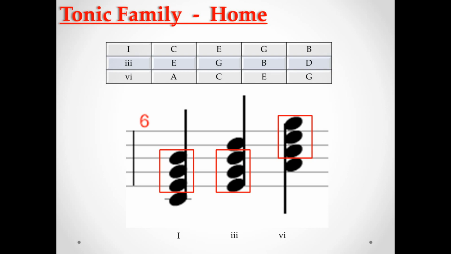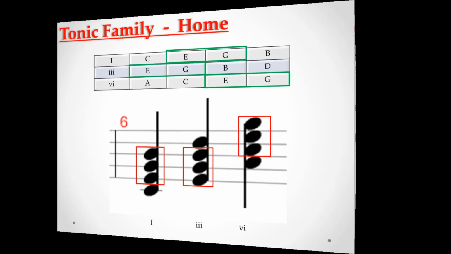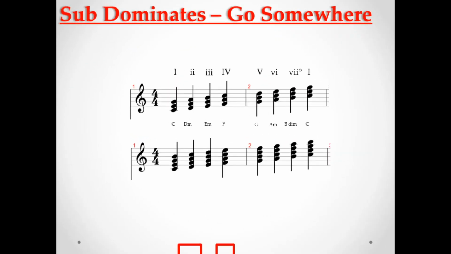In the key of C major, the 1 and the 3 chord have these 3 notes in common: E, G, and B. Also in the key of C major, the 1 and the 6 chord have these 3 notes in common: C, E, and G. All 3 of these chords have these 2 notes in common, and any one of these chords can be substituted for the 1 chord. Next up, we have the subdominant family.